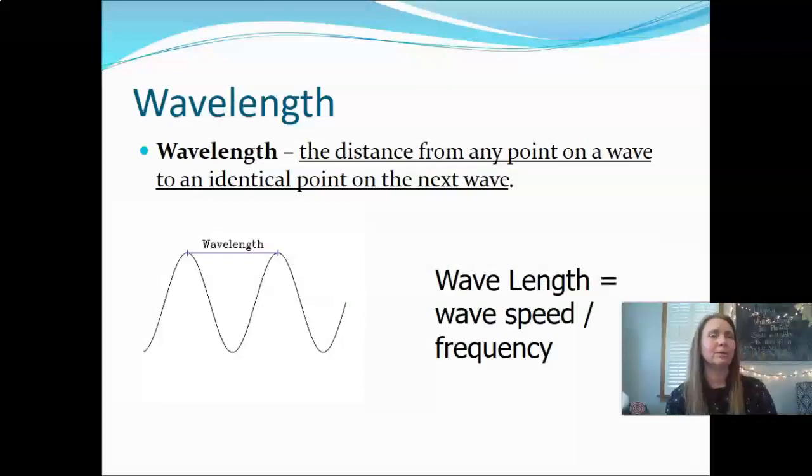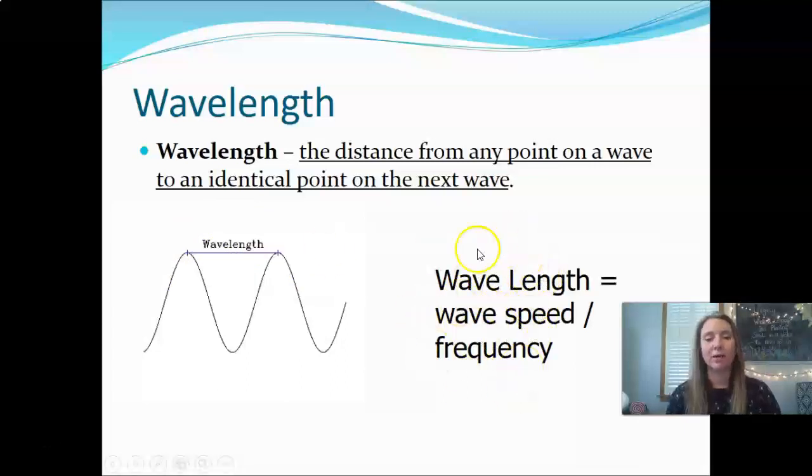So one of the big things that we'll talk about with amplitude is that we can figure out some other pieces of information with wavelength. And wavelength is very similar to the speed equation that we have talked about. Wavelength is the distance from any point on a wave to the identical point on the next wave. Crest to crest. That's the easiest way I say to think about it. You'll find one crest of the wave, you'll find the other crest, and then you're going to measure the distance. And that's going to give us our wavelength.